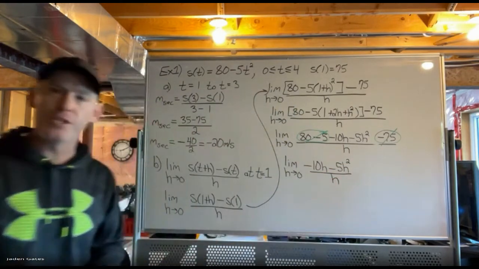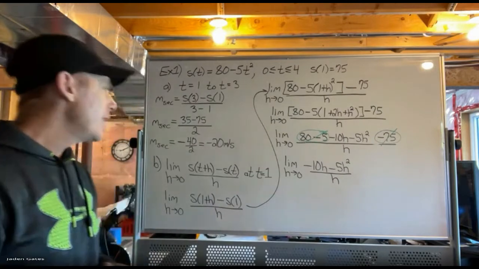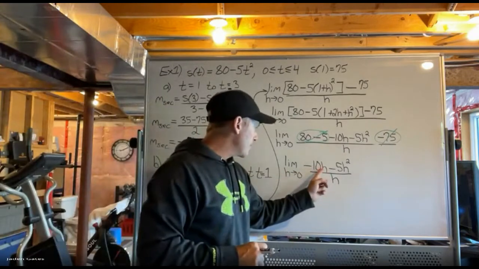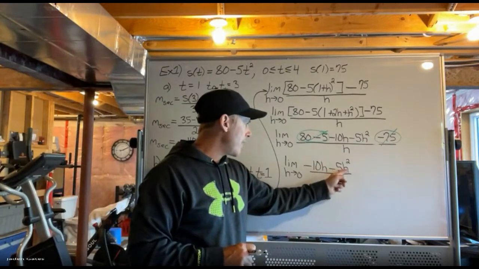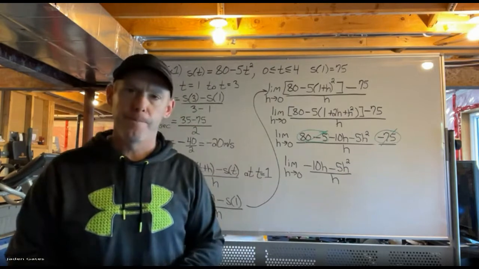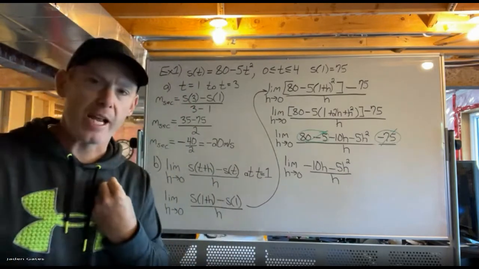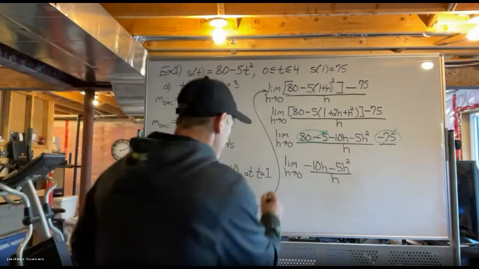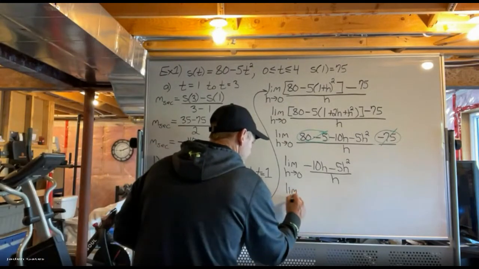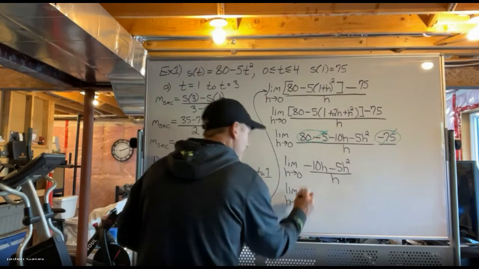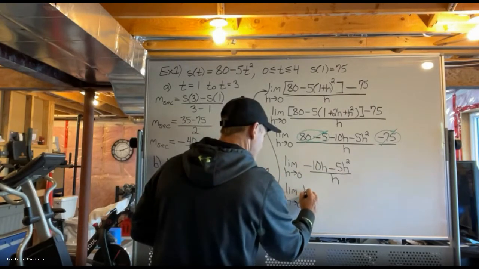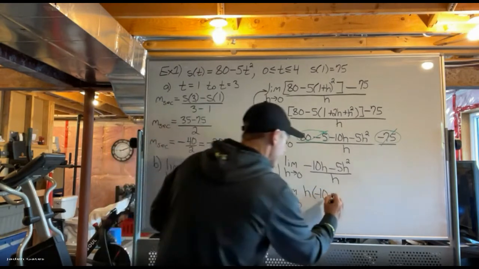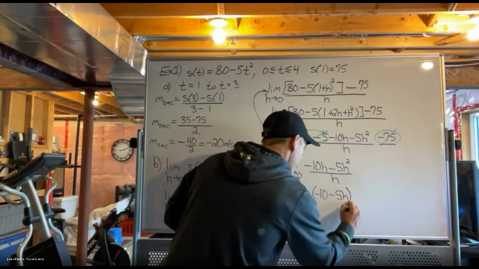I still can't put a 0 in because I can't divide by 0. But here's a little trick. The top terms, I've got a minus 10h, a minus 5h squared. They have an h in common. So I'm going to factor out an h. They also have a 5 in common, but the key thing is they have an h in common. So now I have the limit as h approaches 0. I'm going to factor out that h, so I'm going to have a minus 10 here, and then a minus 5h in here, and of course divided by h.